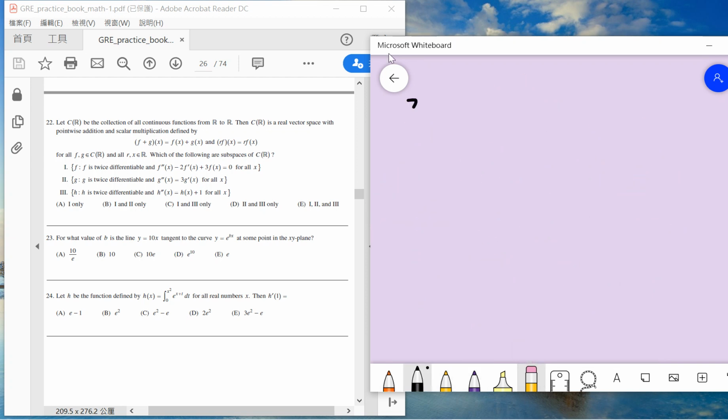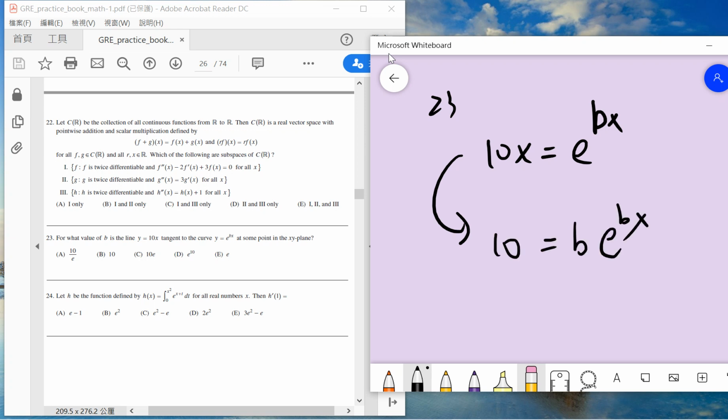Okay, 23. It asks about y equals exponential bx. For what value of b will it be tangent to y equals 10x? So 10x needs to equal e to the bx, and the derivative needs to be the same. So 10 equals b times exponential bx.